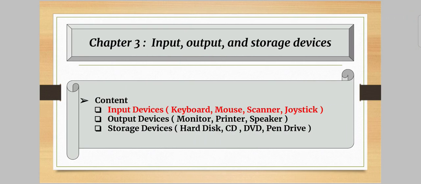Now move on to the topic. This is the content of this chapter. In this chapter I will discuss input devices: keyboard, mouse, scanner, joystick; output devices: monitor, printer, speaker; and storage devices: hard disk, CD, DVD and pen drive. Today I am going to discuss the input devices, which are keyboard, mouse, scanner and joystick. So let's start.